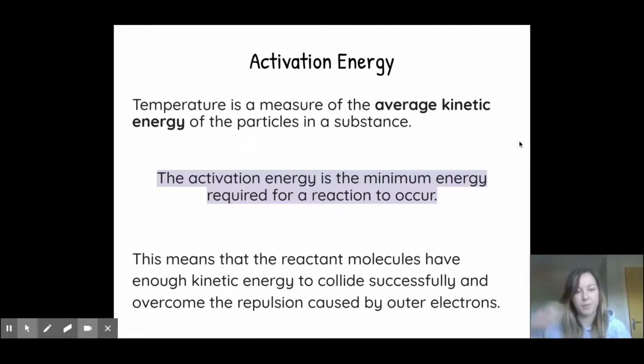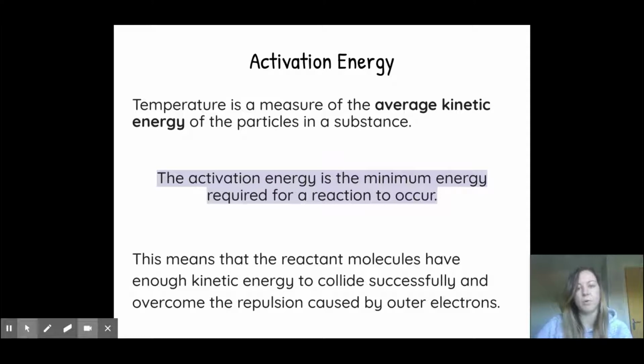So let's jump in. Activation energy, first of all. Remember, temperature is a measure of the average kinetic energy of the particles in a substance. The higher the temperature, the larger the kinetic energy of the particles, so the faster they're moving around, etc. The activation energy, now this is your definition that I'd like to copy down and highlight. The activation energy is the minimum energy required for a reaction to occur.